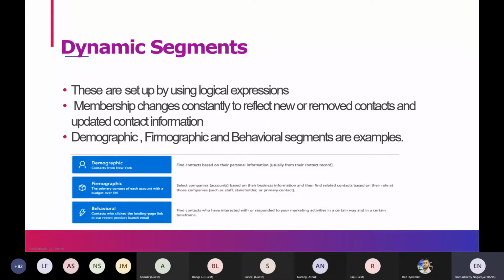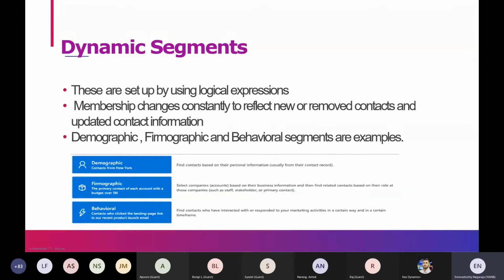You can say, for example, demographic, firmographic, and behavioral segments, as I mentioned before. These are the examples of dynamic segments. So what is demographic? For example, contacts from Amsterdam, contacts from New York, contacts from Sweden, or contacts who are having a birthday in the next month. These are nothing but demographic and profile related segments. Even the firmographic is also a profile related segment.